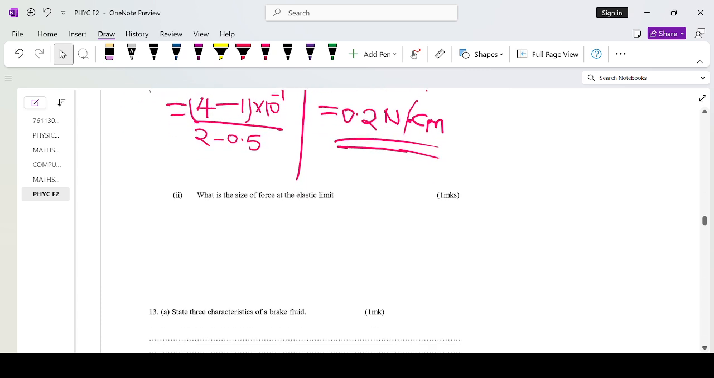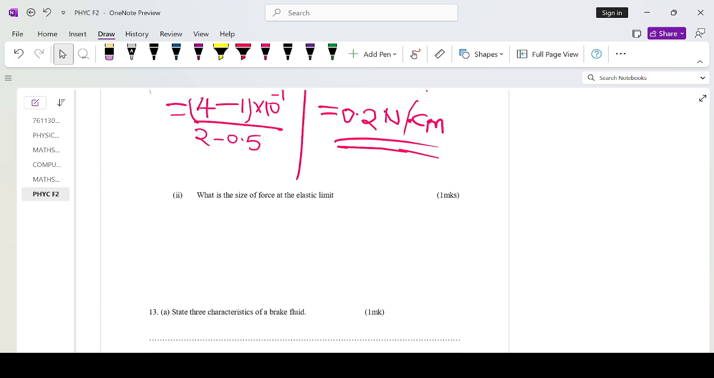What is the size of force at the elastic limit? So how do we handle that case, learners? Getting the size of force at the elastic limit, it's not difficult. In fact, it's still very simple. How do you get that? Remember, they are saying what is the size of force at the elastic limit.